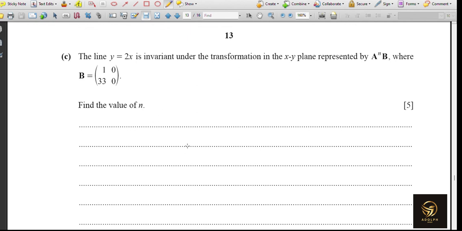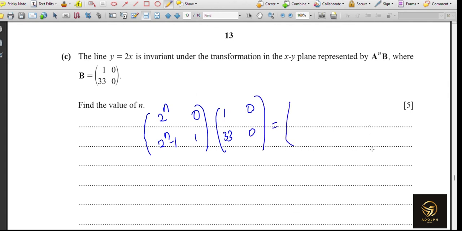So first I can find out the transformation matrix, that is A power n. I know what A power n is, that is 2 power n, 0, then 2 power n minus 1, 1. Then if I multiply that matrix with 1, 0, 33, 0, I will be getting the answer as 2 power n, 0, 2 power n plus 32 and 0.